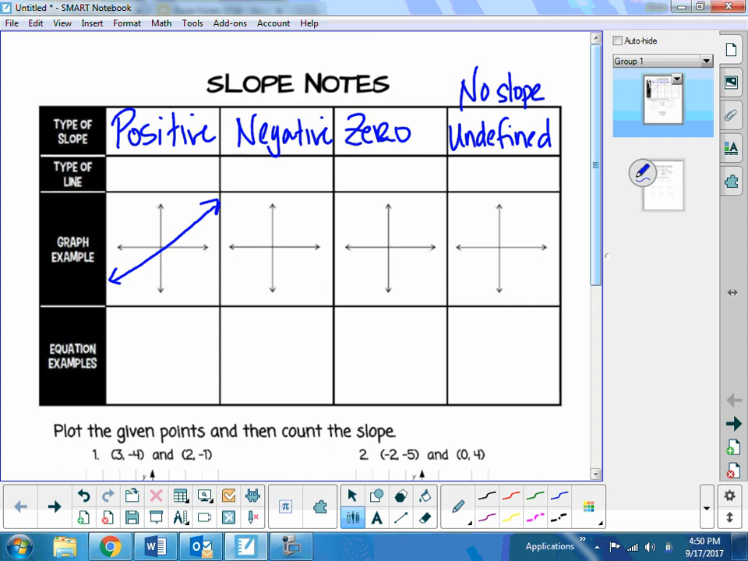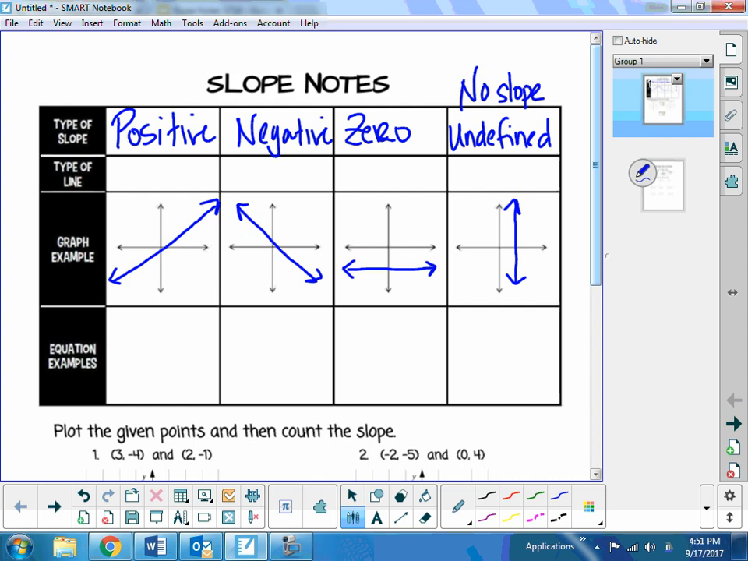The opposite is true for negative. Reading left to right, if it's going downhill, it's going to have a negative slope. Then zero slope. Zero slope is going to be a horizontal line. And then finally, the no slope or undefined slope, that is a vertical line.